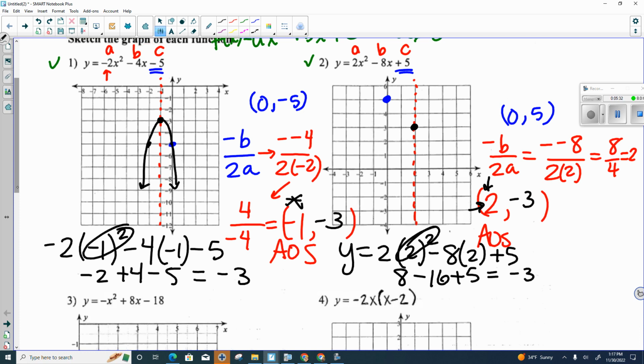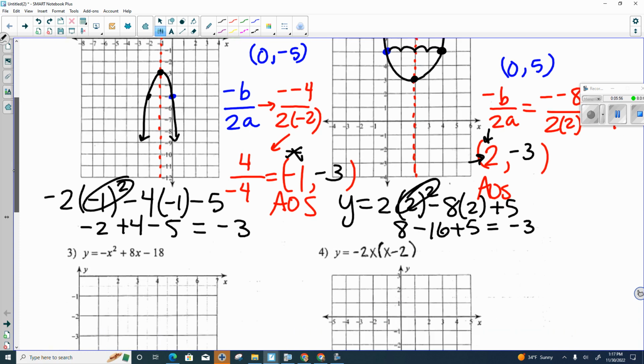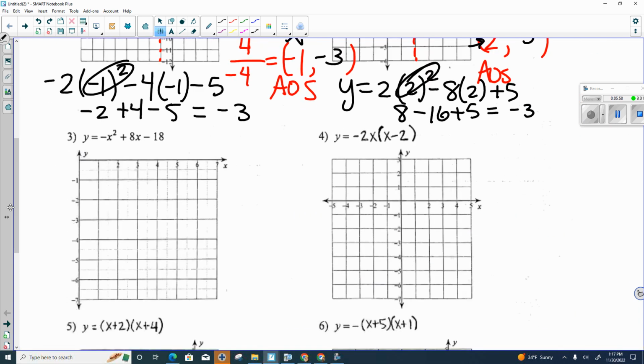Okay, once I have my vertex and my y-intercept, I know that my U is going to reflect over this axis. So if this is 2 away from my axis of symmetry, this is 2 away from my axis of symmetry. The reason this one is pointing up is because your a is positive. The reason why this one is pointing down is because my a is negative 2. So this is a review. I don't know if you guys want to take it and try to do number 3 on your own, or maybe you've been assigned big ideas, but that's standard form.